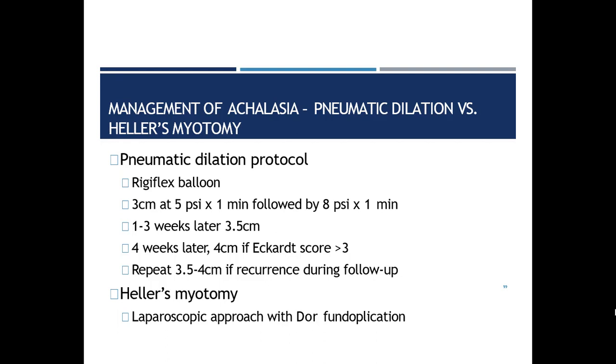Let me complete this slide first. So management of achalasia, when you are thinking about pneumatic dilatation versus Heller's myotomy. Now pneumatic dilatation protocol: Rigiflex balloon 3 centimeter at 5 psi pressure for 1 minute, followed by 8 psi pressure for 1 minute, and 1 to 3 weeks later 3.5 centimeter, 4 weeks later 4 centimeter. So this is a big routine somebody has to follow.